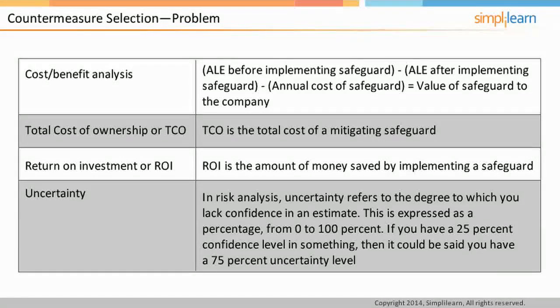The risk analyst may not always get exact estimates, like in the case of an ROI, due to lack of information and data. This may lead to uncertainty. In risk analysis, uncertainty refers to the degree to which you lack confidence in an estimate. This is expressed as a percentage from 0 to 100%. If you have a 25% confidence level in something, it could be said that you have a 75% uncertainty level. Capturing the degree of uncertainty when carrying out a risk analysis is important because it indicates the level of confidence the team and management should have in the resulting figures.